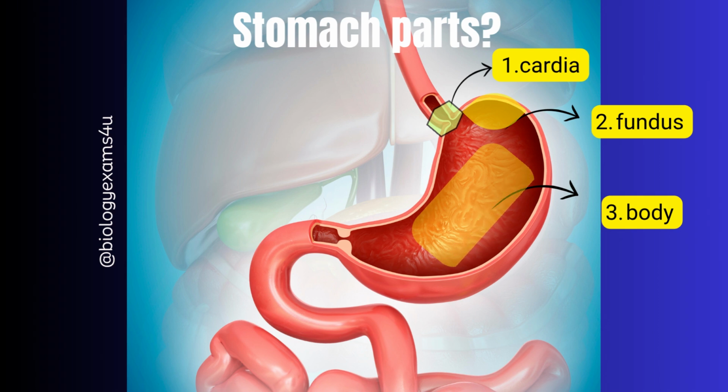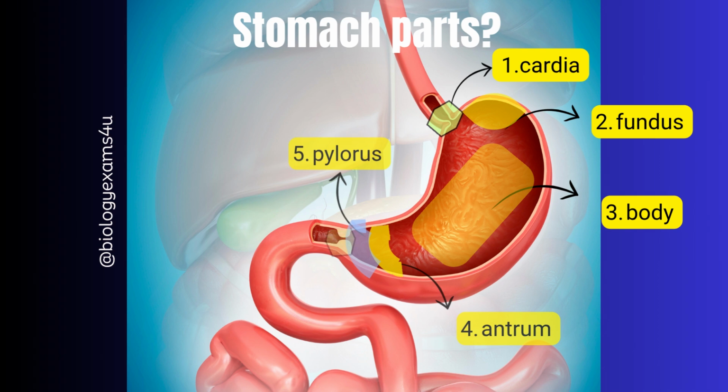The body, or corpus, is the largest section of your stomach. In the body, the stomach contracts and begins to mix food. The antrum lies below the body. It holds food until your stomach is ready to send it to your small intestine. The pylorus is the bottom part of our stomach. It includes the pyloric sphincter. This ring of tissue controls when and how our stomach contents move to the small intestine.